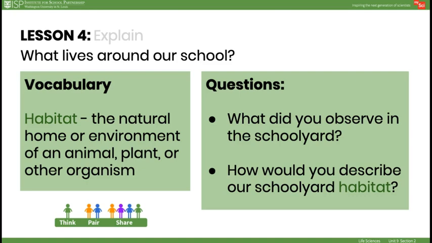In the Explain, review students' observations, asking what they were able to see or what they expected to see but did not. Discuss any findings of new or unexpected things that could teach them about life around their school. Then introduce the vocabulary term habitat as the natural home or environment of an animal, plant, or other organism. Explain that some habitats are on land while others are on water. Ask students to describe the habitat around the school, and think-pair-share examples of land and water habitats.